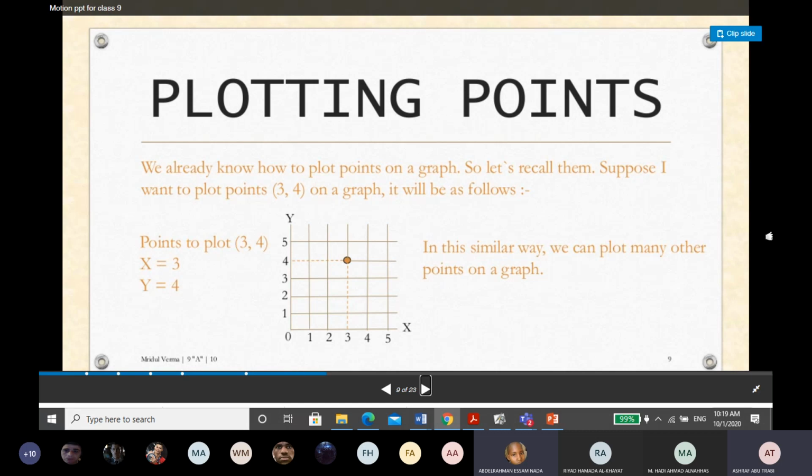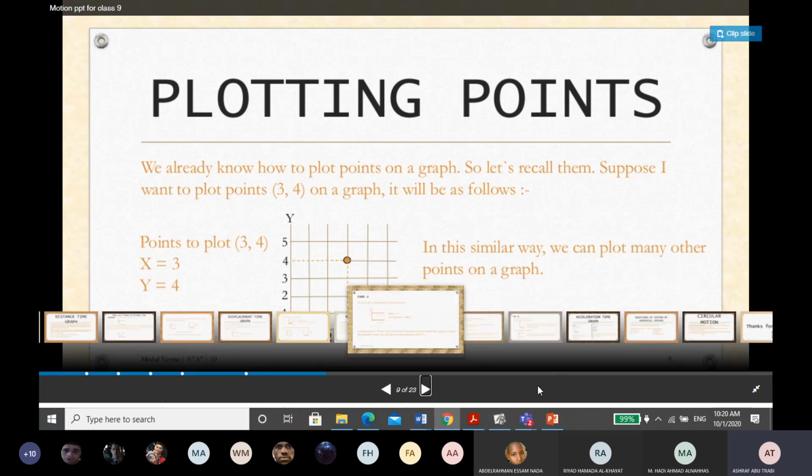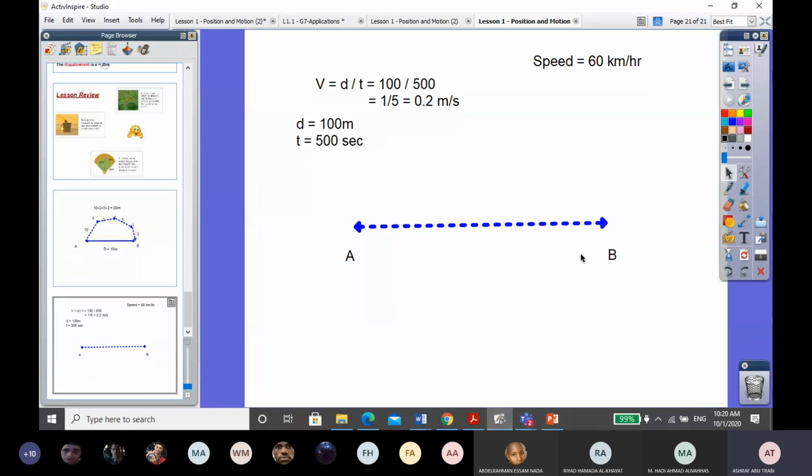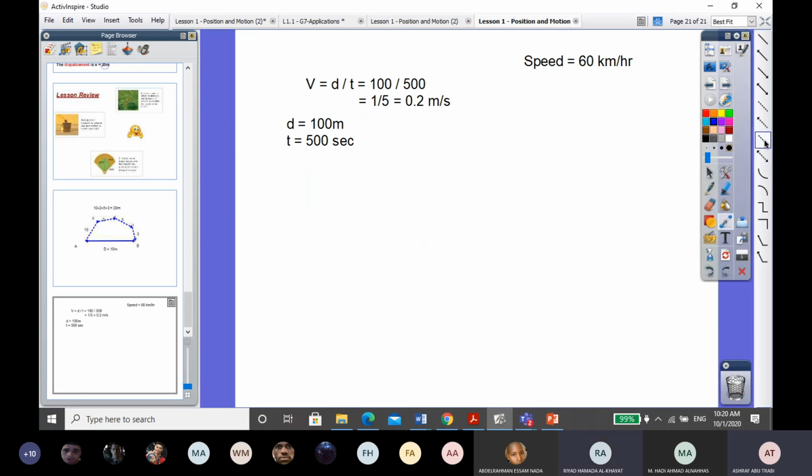We already know how to plot a point on a graph. So let's recall them. Suppose I want to plot point 3, 4 on the graph. It's so important, guys, to plot, because in velocity you will use this graph. When we say distance over time, it means that velocity is the distance as a function of time.